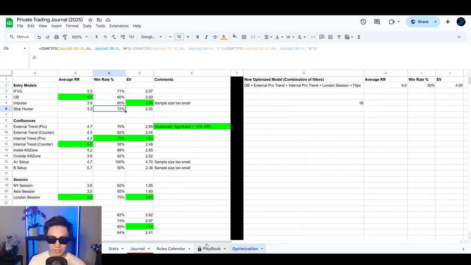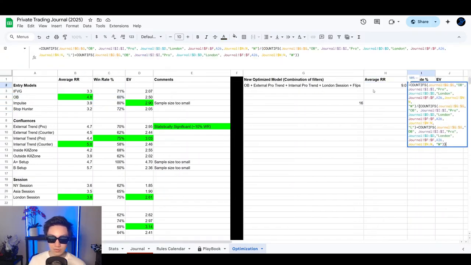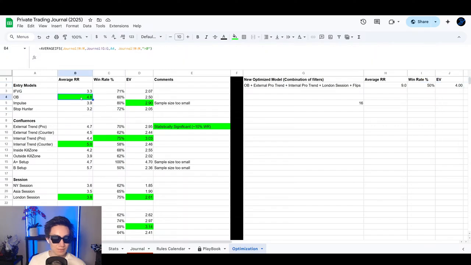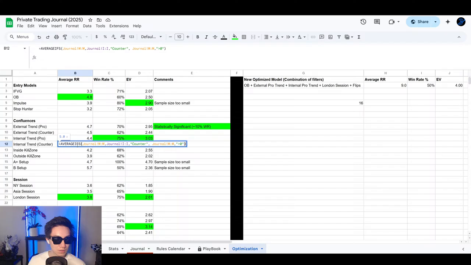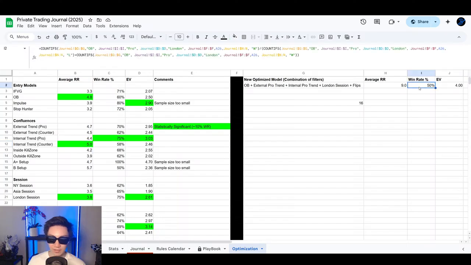But actually, I don't think we can use separate things. Because if we use the OB entry model for the average risk reward, we can't just use the win rate of Stop Hunter. It has to be the win rate of OB. So actually, no. We have to keep both things the same. What am I doing? We have to keep both statistical things in the same category. So this should be the same category here, which I think it is. London Pro. No, it should be counter here.